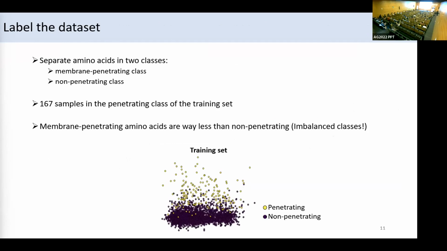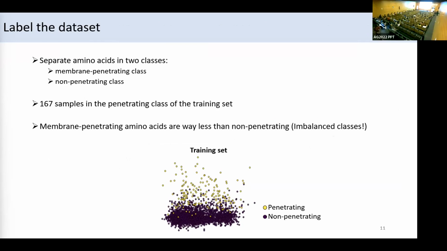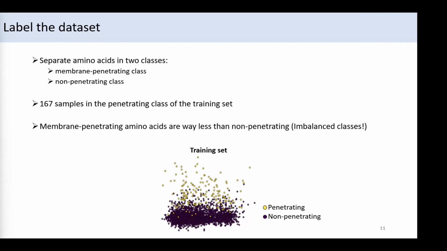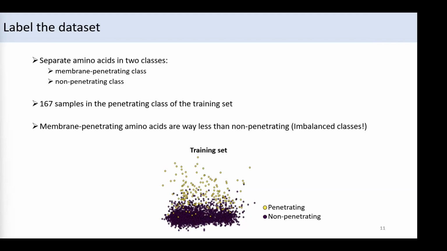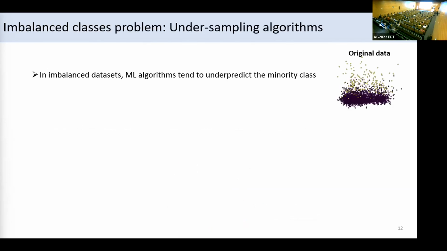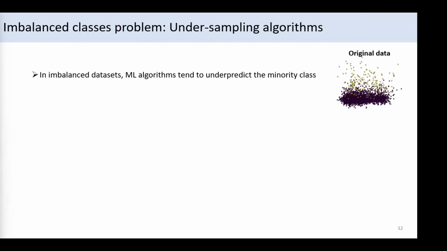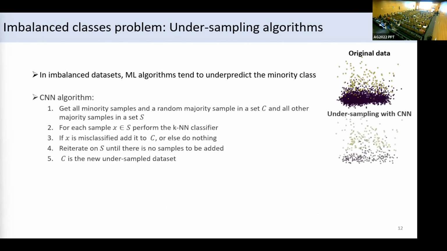So then we proceeded with labeling our data. We made a binary classification problem with amino acids labeled as membrane penetrating and non-membrane penetrating. The next thing to see was that we have a highly imbalanced data set with only 167 samples in the membrane penetrating class. So we need to account for that and make balanced data sets, because in imbalanced data sets, machine learning algorithms tend to underpredict the minority class. So we created balanced data sets using undersampling and oversampling strategies.